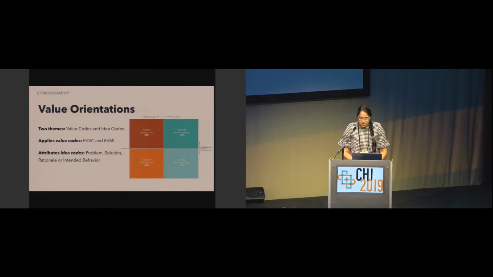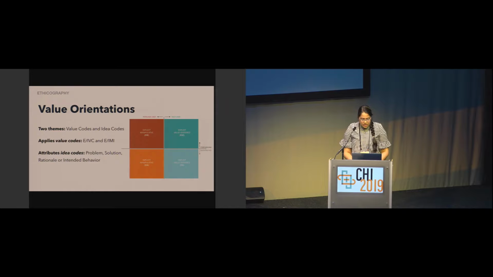Through our thematic analysis of the nature of speech acts, we found two major emerging themes, which we termed a value code and an idea code. We defined a value code as the likely intent of the speech act that would represent the participant's tacit or explicit attitude towards one or more values.